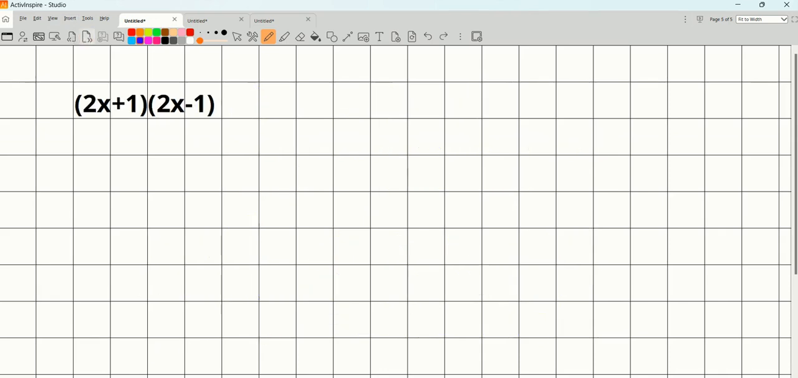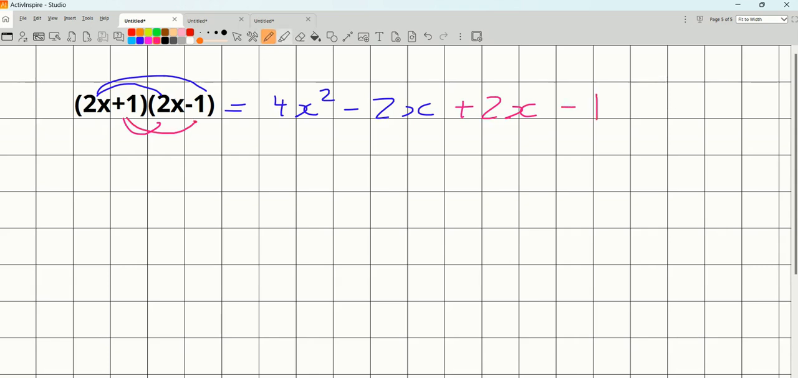Now for our last example, once again we'll be using expanding double brackets. So let's go ahead and apply it. It's going to be, once again, first times first. So 2x times 2x, it would be 4x squared. That step is complete. Now 2x times minus 1, which is minus 2x. Now we go to our next part, 1 times 2x, this is plus 2x. And then after that, we do 1 times minus 1, which is minus 1.